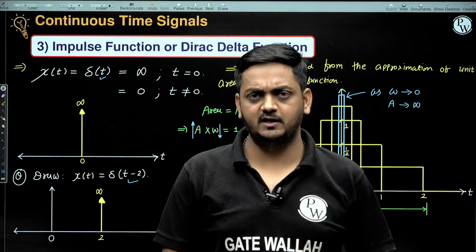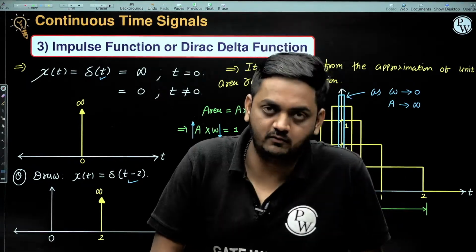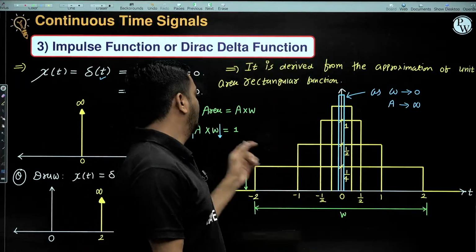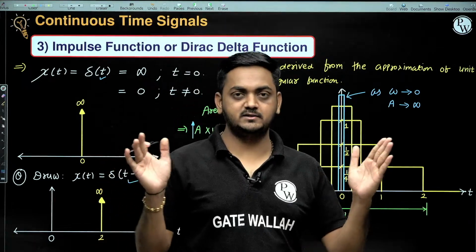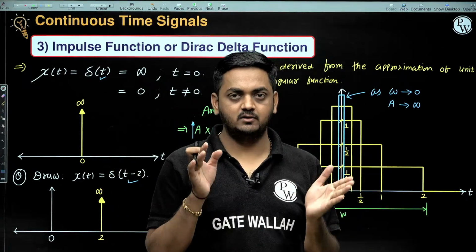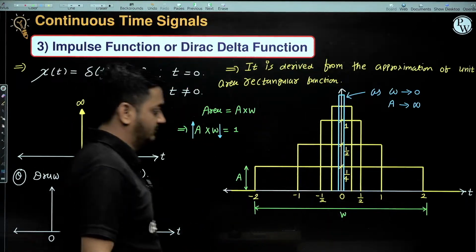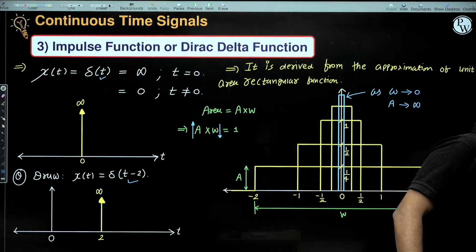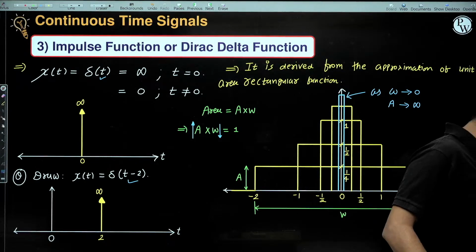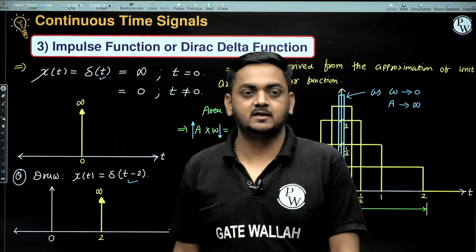And why are we considering unit area only? Why are we not considering area other than unity? That also I will tell you, guys. For simplicity, I consider the area of this rectangular function as 1, and now we are doing the approximation. We are decreasing the width, and as area is 1, the amplitude is increasing with the same factor, guys. Are you getting it? With the same factor.